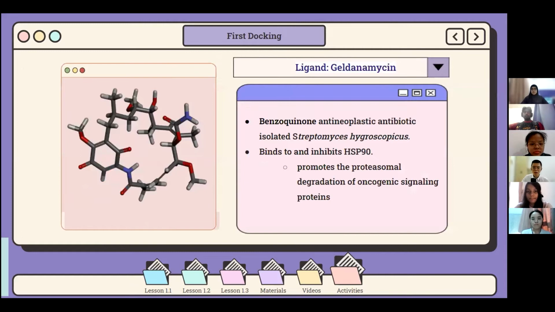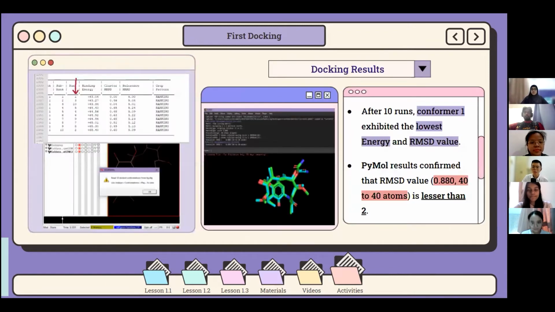Meanwhile, the ligand that we chose to target is a benzoquinone anti-neoplastic antibiotic isolated from Streptomyces hygroscopicus. The drug binds to and inhibits the chaperone functions of HSP90. Since HSP90 maintains the stability and functional shape of oncogenic signaling proteins, its inhibition induces proteasomal degradation of oncogenic signaling proteins that are overexpressed or active in tumor cells. So that's a wrap for my part, and I'll pass it to Stanley.